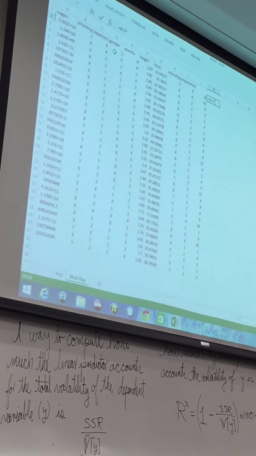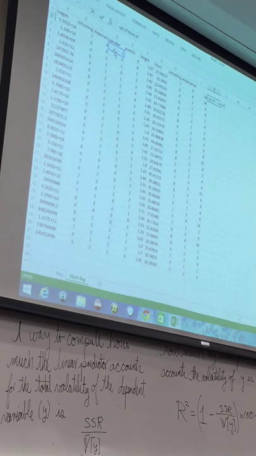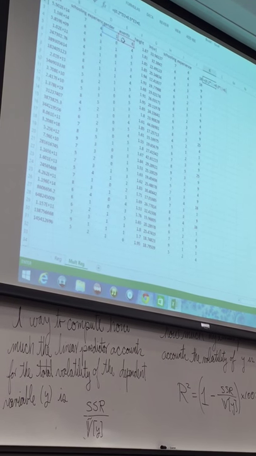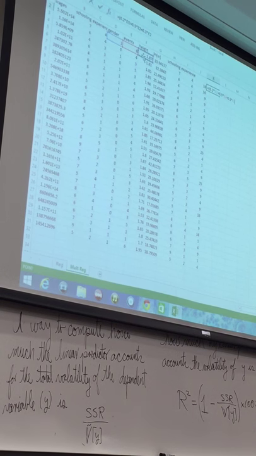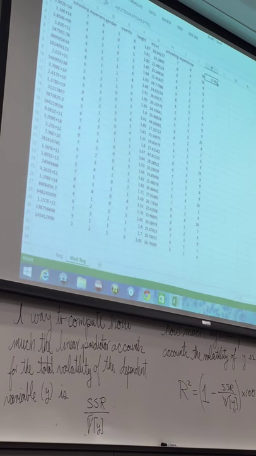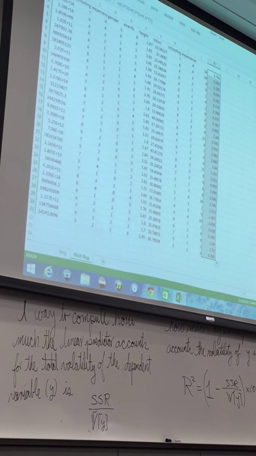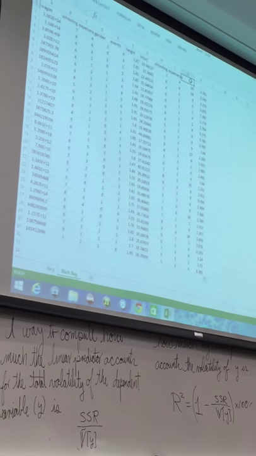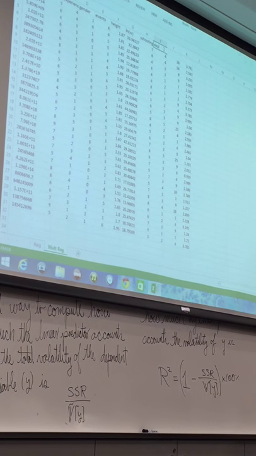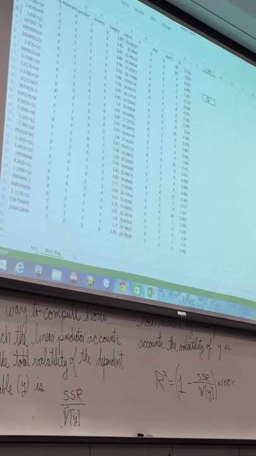Times the gender, plus 0.5 times the number of events he goes, plus 0.3 the height of the person. Here we have a measurement of bargaining power. Experience squared. Here's bargaining power.